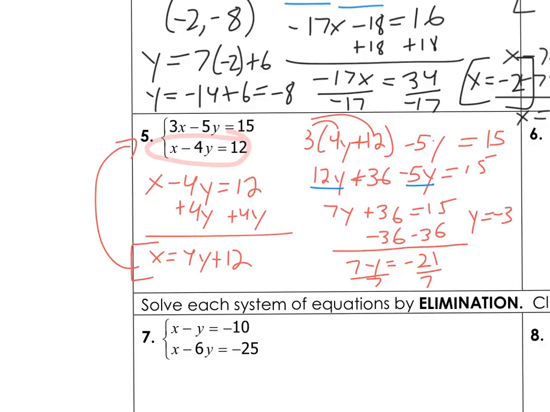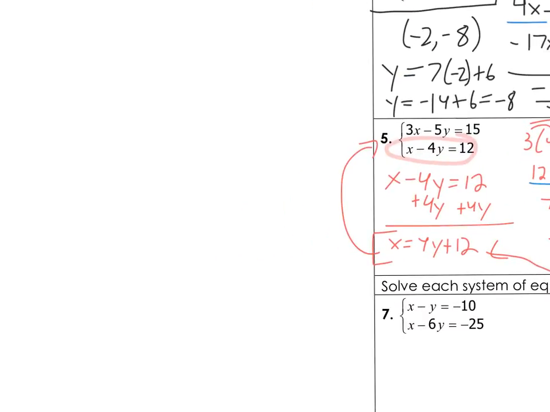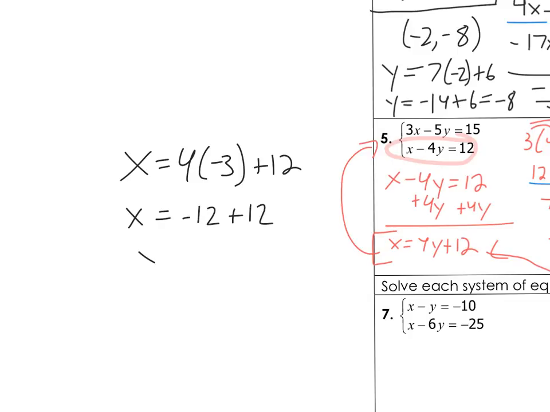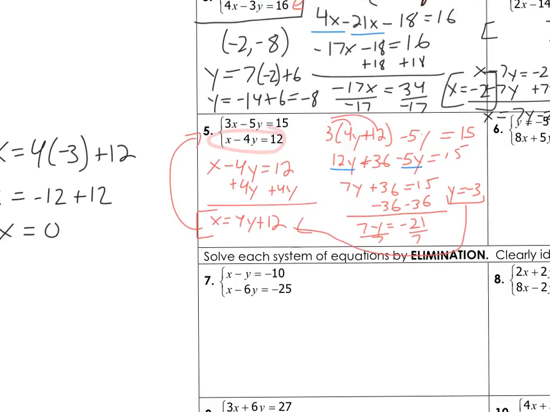All right. Now, we need to find our x. So we take y equals negative 3 and plug it into our revised equation. And I'll do that on the side here because I ran out of space. And if we do that, we get x equals 4 times negative 3 plus 12. Well, 4 times negative 3 is negative 12. And negative 12 plus 12 is 0. So your ordered pair would be 0, negative 3.